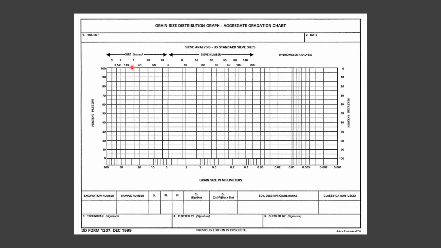Then on the top, they have the corresponding size, both in inches and also sieve numbers. The left-hand axis is the percent passing. These are percent passing by mass, and that's primarily what we're concerned with in this class this semester. And on the right-hand axis, it's percent retained.